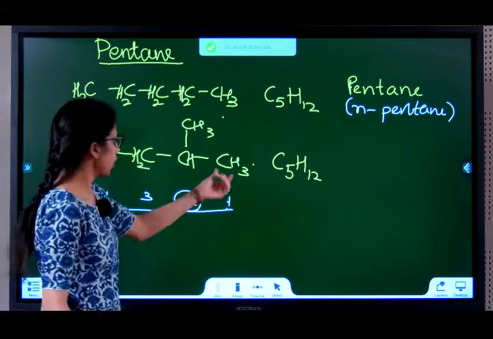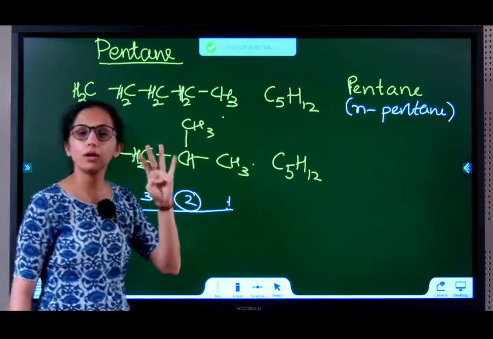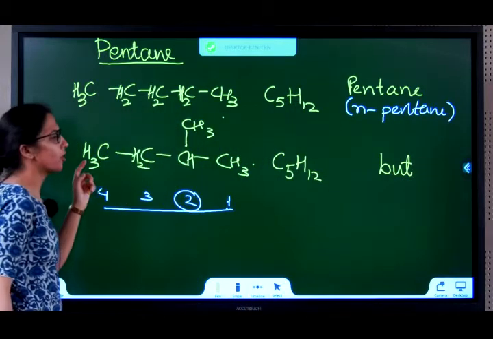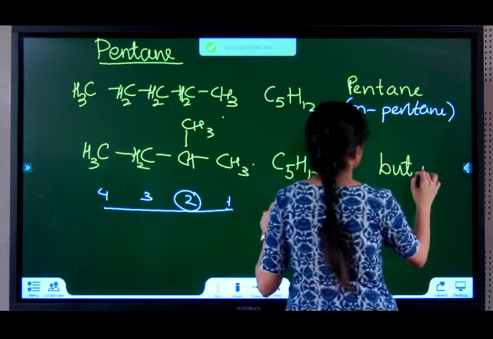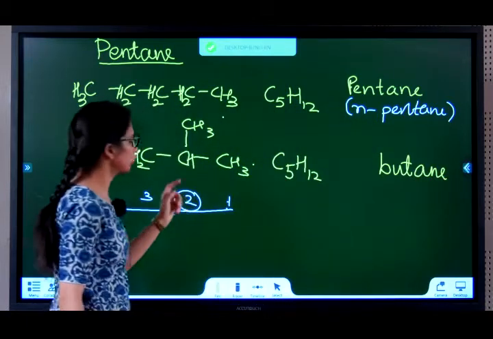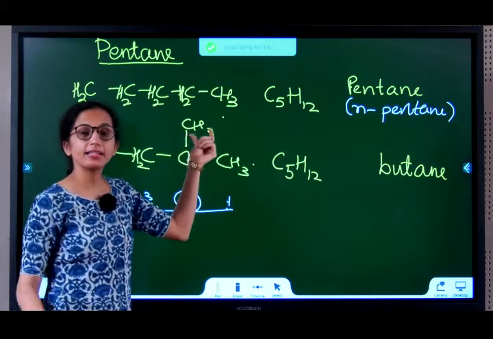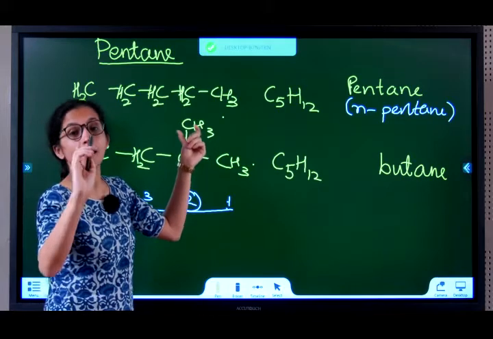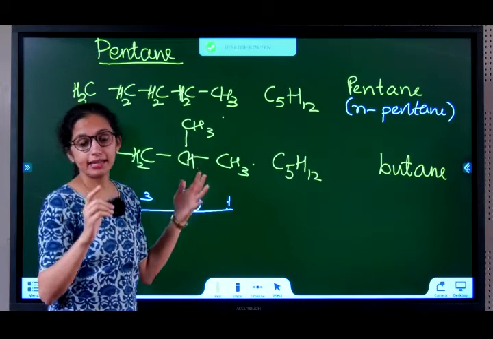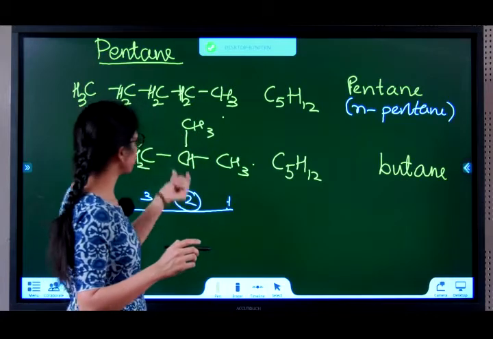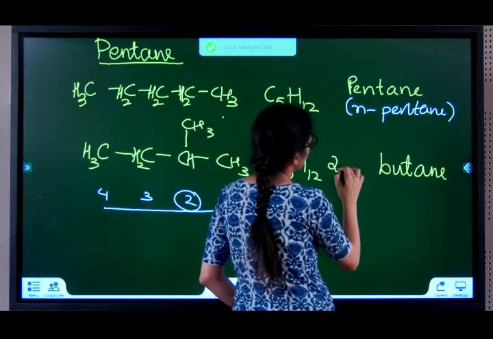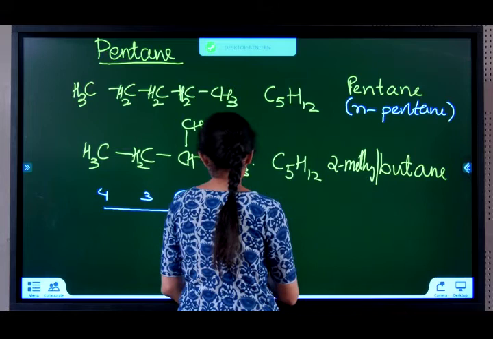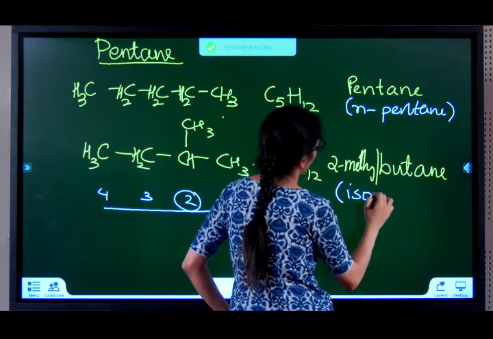Now let's try to name the compound. Longest carbon chain 4. Root word is bute. All of them are single bonds. Butane. At position 2, I have CH3. CH3 is nothing but methane minus 1H, CH4 minus 1H, that is CH3. What is the name? Methyl. I taught you methyl and ethyl, right? Methyl group. So at position 2, I have a methyl. So it becomes 2-methyl butane. Common name of this compound, isopentane.